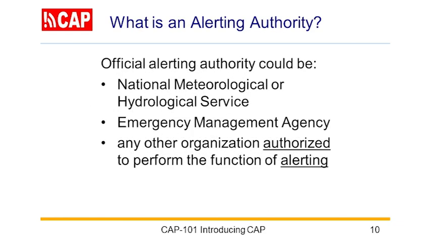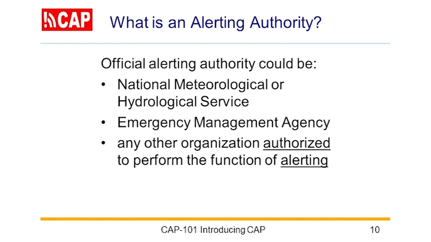An alerting authority at the national level is, those of you in the meteorological world know about a national meteorological or hydrological service, or you may be aware, you also have emergency management agencies, often at the national or city or county, province level. And you have other nationally authorized organizations. The key is an alerting authority is any organization that's officially authorized to perform public alerting.